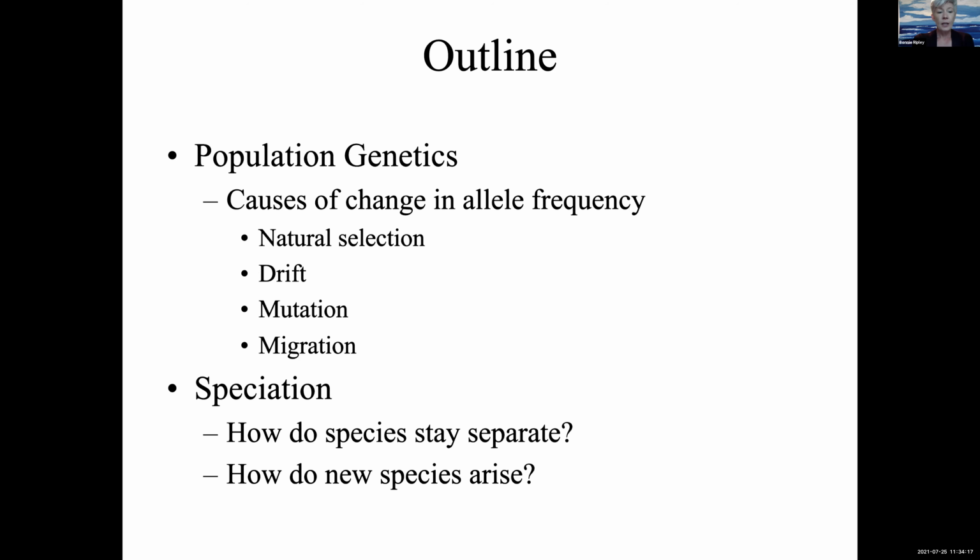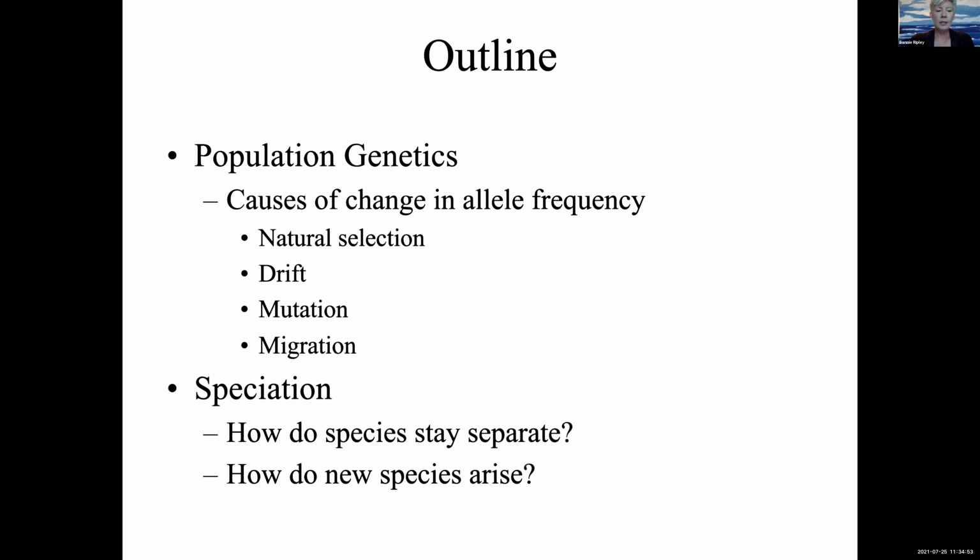And it turns out there are four ways that those allele frequencies can change. We'll talk about natural selection, genetic drift, mutation, and migration. These are the four ways that evolution can happen. If you've already learned about natural selection in another class, we want to make sure you understand that there are three other ways that allele frequencies can change, and they cause changes to the population in different ways.